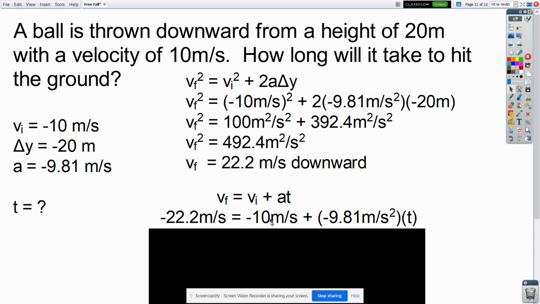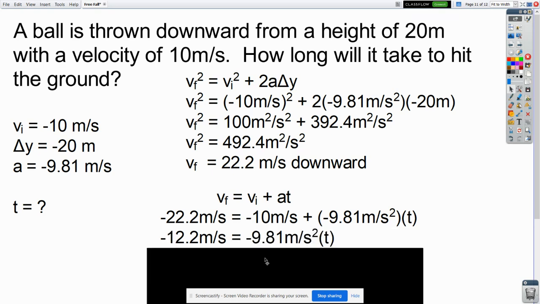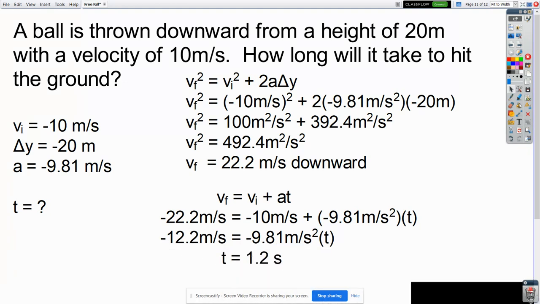It's negative 10 meters per second squared. So I'm going to add 10 meters per second squared to both sides. That gives me negative 12.2 over here. Then I'll divide by negative 9.81 to give me a nice positive time. Your time should never end up negative. Time doesn't move backwards. So that negative sign over here is important. This negative sign over here is important because when they play together in that division, they give us a positive answer.